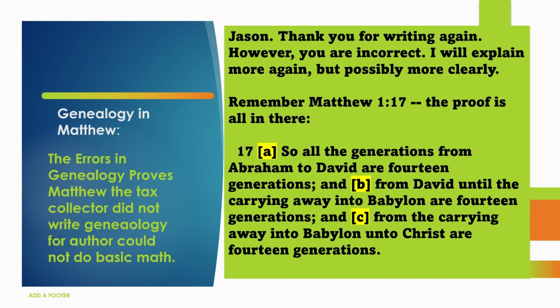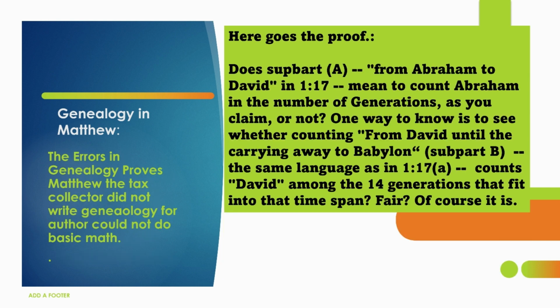So anyway, I wrote him back and I said, Jason, thank you for writing again. However, you are incorrect. I will explain more again, but possibly more clearly. Remember Matthew 1, verse 17. The proof is all in there. 17a: So all the generations from Abraham to David are 14 generations. And b: from David until the carrying away into Babylon are 14 generations. And c: from the carrying away into Babylon unto Christ are 14 generations.